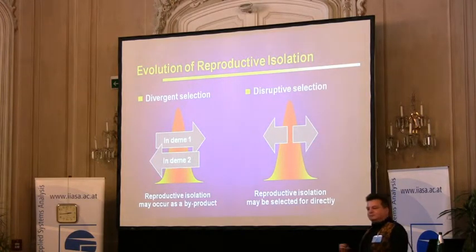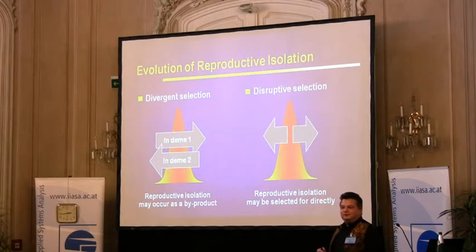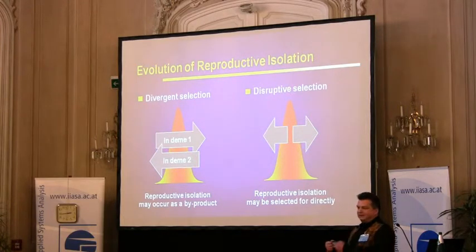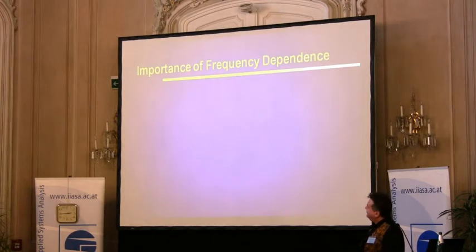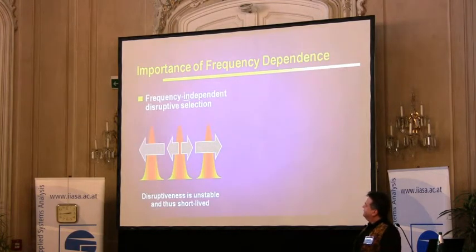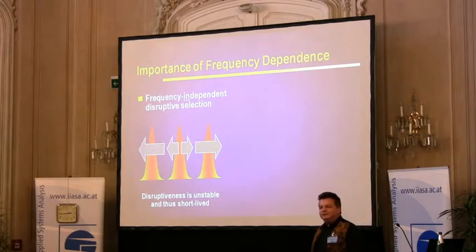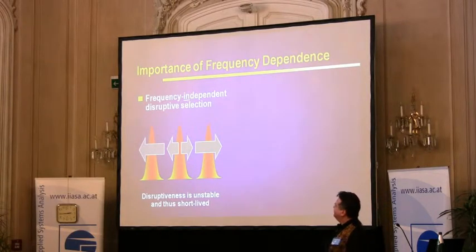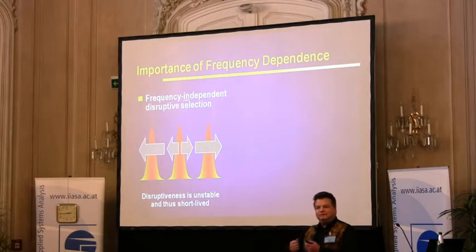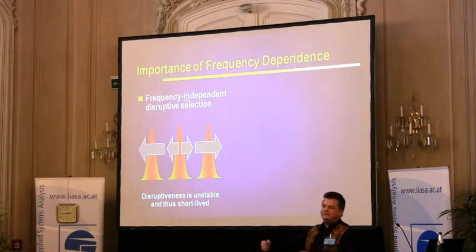Probably more powerful, but not necessarily more prevalent, is disruptive selection, where there's a direct force to pull the unimodal distribution apart and make it bimodal. However, disruptive selection that is frequency independent is quite impotent in driving the evolution of reproductive isolation. And that is because the population has to be purged exactly at a fitness minimum, which is a static fitness landscape, and then one tail has to evolve to become one species, the other tail has to evolve to become the other species.